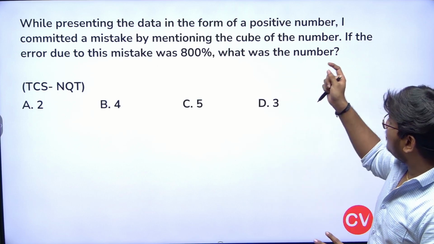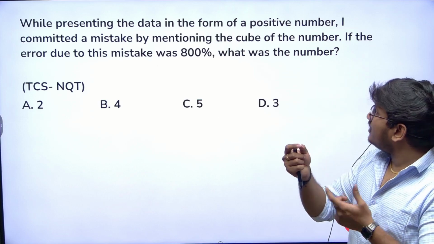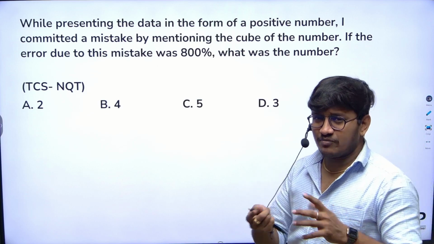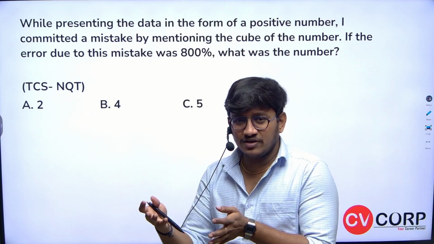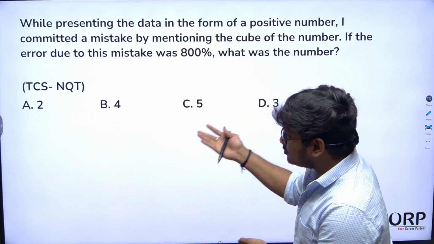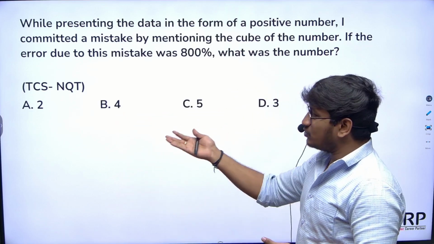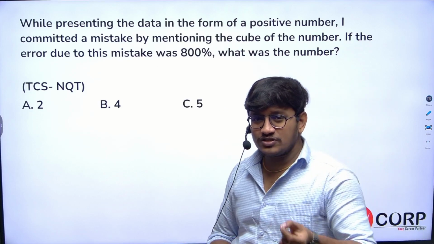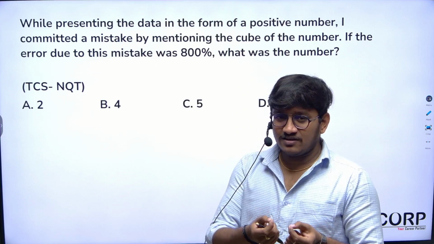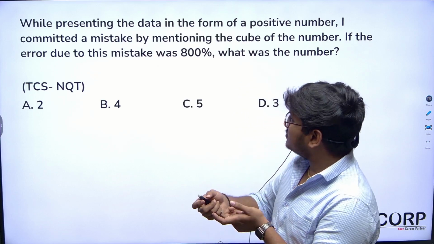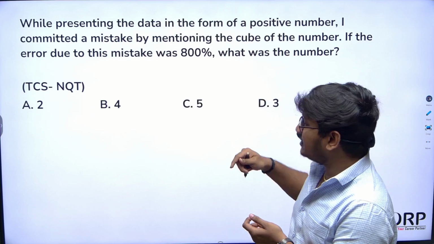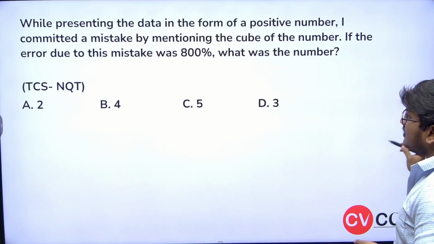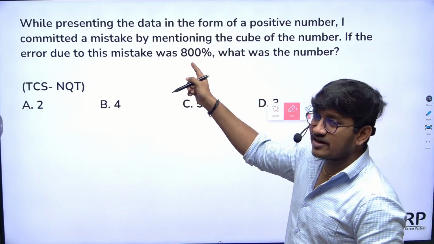When I'm entering a positive number, it can be a single digit or a double digit number. Obviously, after looking at the options, we get to know that the answer will be a single digit number. So instead of entering a positive number, I made a mistake: I entered the cube of that particular number. Because of that, I got an error of 800%.